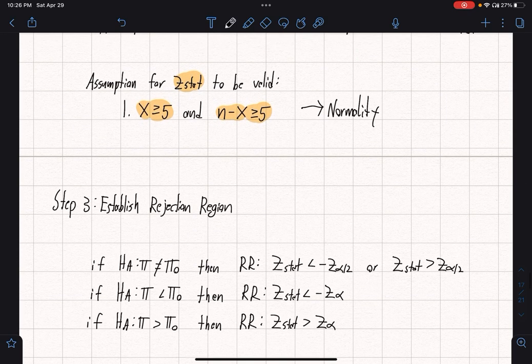Okay, step 3, we want to establish our rejection region. So just as before, the rejection region follows from the alternative hypothesis. And so if we have a two-sided hypothesis test, then that means we have two regions for the rejection region, which is that z-stat is either less than negative z alpha over 2, or z-stat is greater than positive z alpha over 2. If the alternative hypothesis is pi less than pi naught, then the rejection region is z-stat less than negative z alpha. And then same with greater than, if pi is greater than pi naught, then the rejection region is z-stat greater than z alpha.